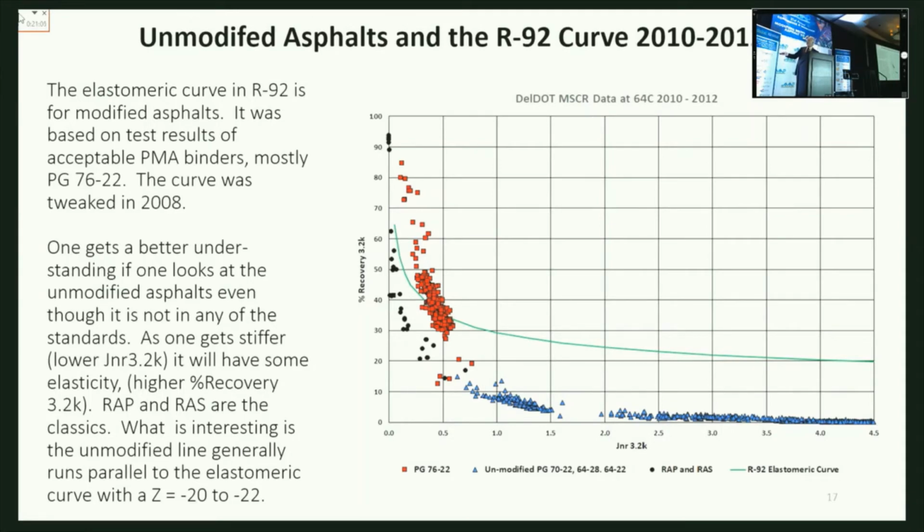So basically RAP and RAS are oxidized asphalts until you get up to about percent recovery between 30 and 40. They run parallel to this curve. From here to here is still about 20 units. Okay, so now we're thinking outside the box. Now I'm going to take this area here and blow it up and talk about it in greater detail.